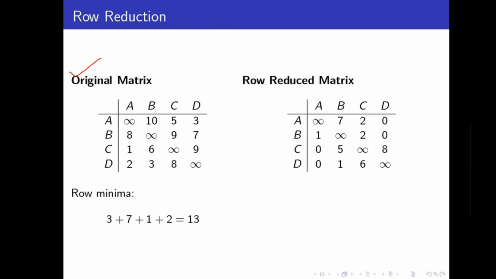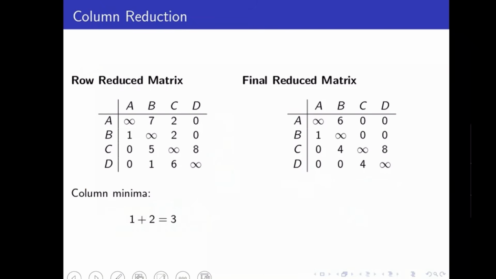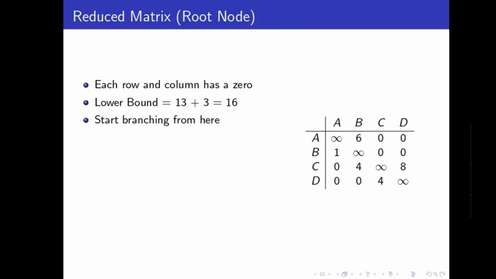So starting here, the original matrix is given. For every row, the minimum, as you have already seen, is 3, 7, 1, 2. So the row reduction is 13, and we got the row reduced matrix. Then we'll take the row reduced matrix and do the column reduction. The column reduction is 0, 1, 2, 0, so the column reduction is 1 plus 2, 3. So the total reduction is 13 plus 3, 16. And we have this reduced matrix.